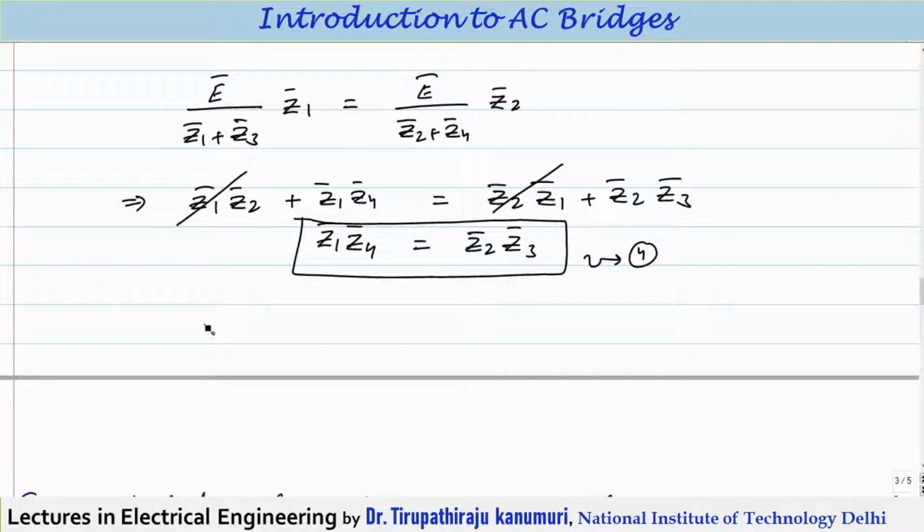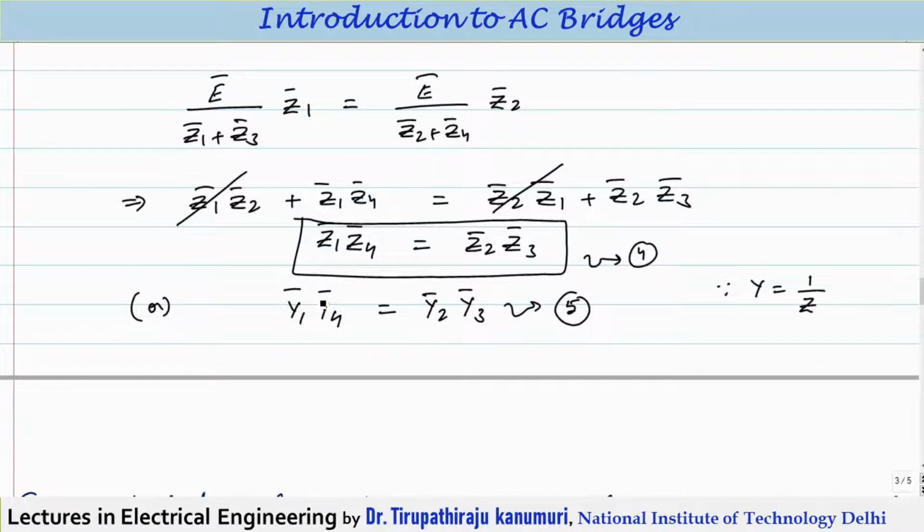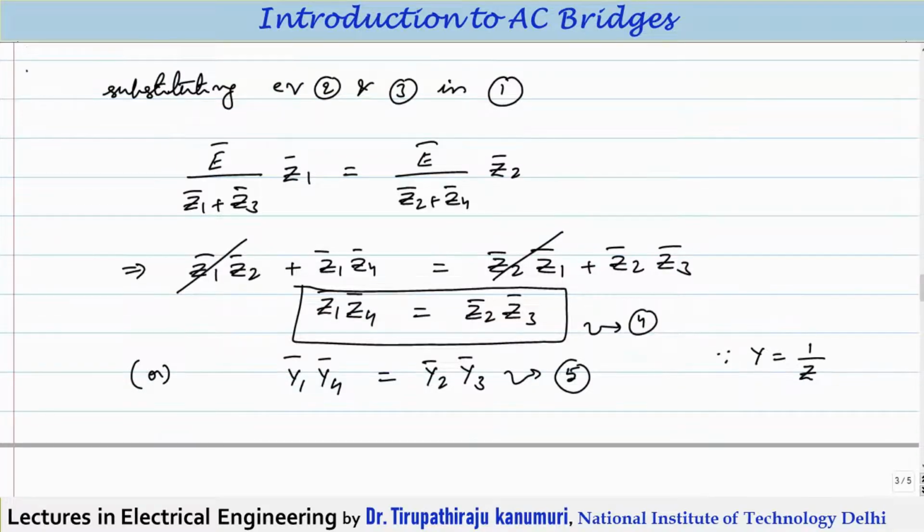Sometimes they will be represented in terms of admittances, so we can write it as Y1 multiplied by Y4 will be equal to Y2 multiplied by Y3. So this I am taking as equation number 5, where the value of Y is equal to 1 by Z. So I can replace the Z by admittances, because sometimes when you are taking the parallel combination of anything, it will be easy to analyze using the admittances. Again, how to convert and how to do these things are discussed in basic electrical engineering. You can please refer there.